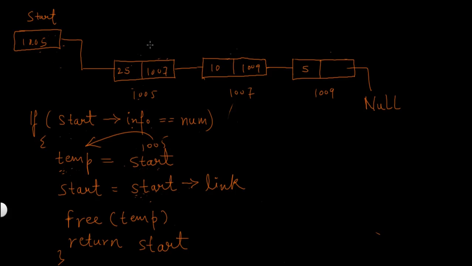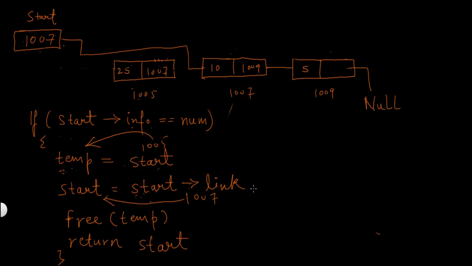Start means first node. So start arrow operator link means link part of first node, which according to this example is 1007. So 1007 will be assigned to start. Now start is storing the address of the second node in the list. Now second node has become the first node in the list and this node has been removed.